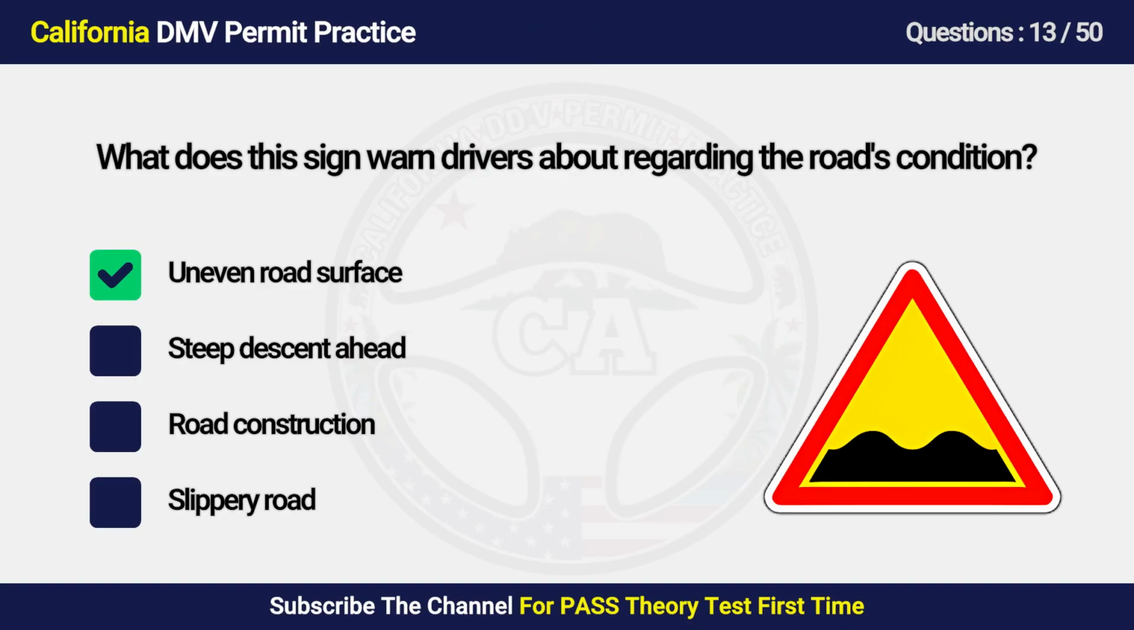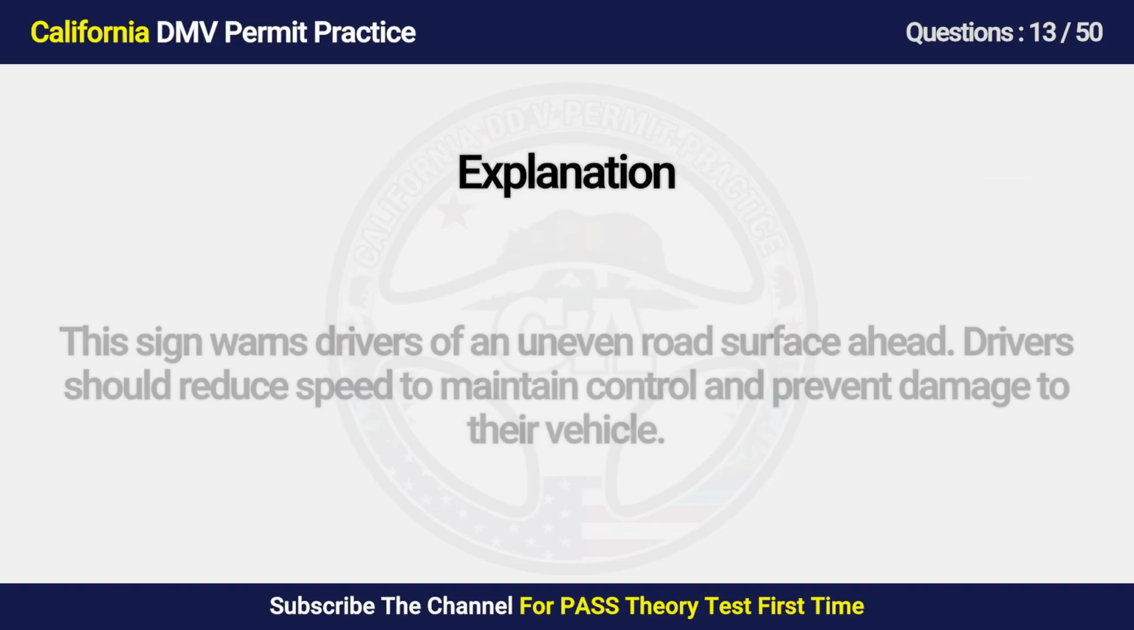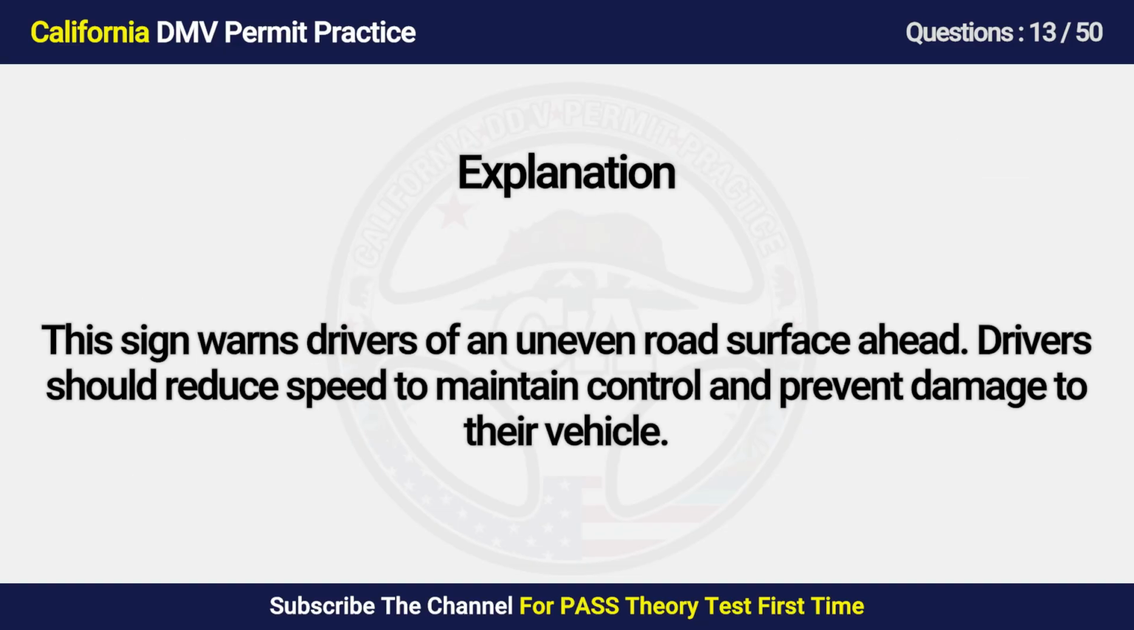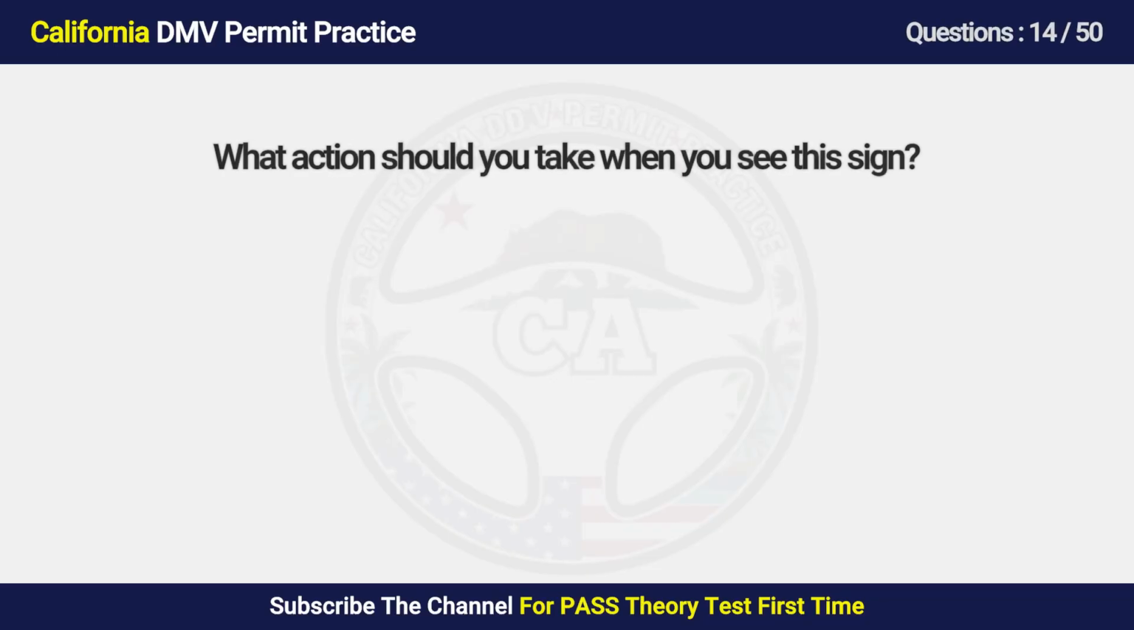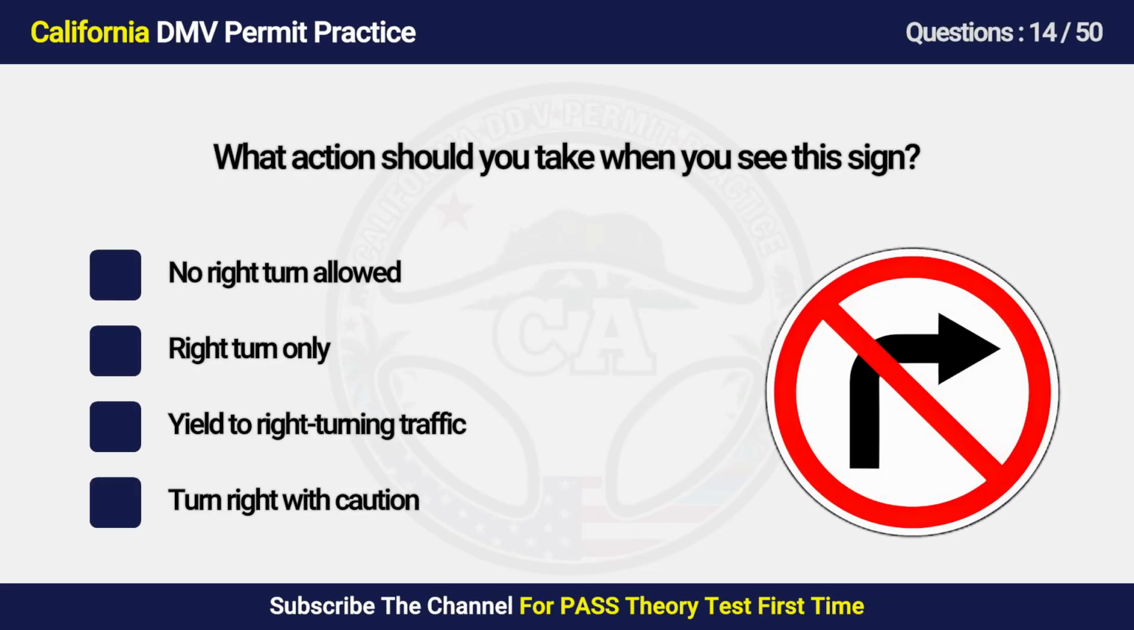Answer is A, uneven road surface. This sign warns drivers of an uneven road surface ahead. Drivers should reduce speed to maintain control and prevent damage to their vehicle. Question 14. What action should you take when you see this sign?